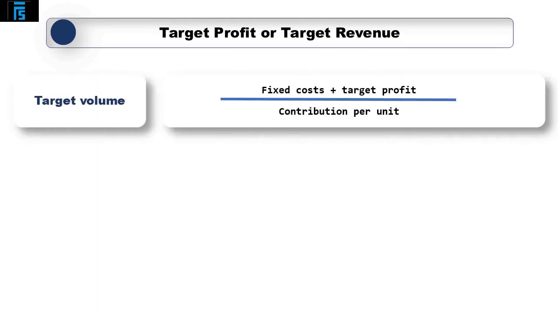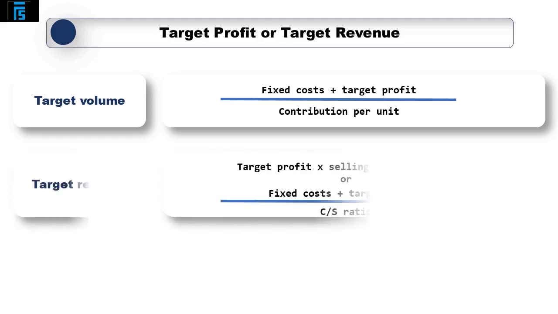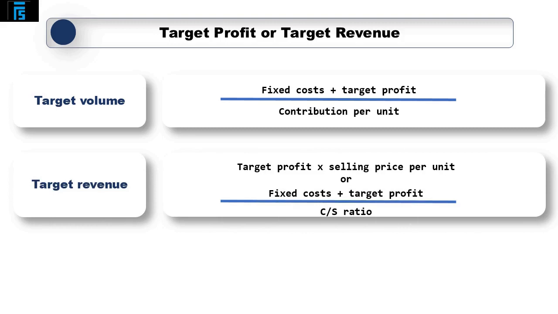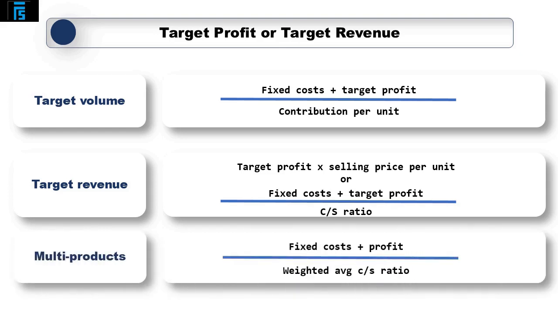Let's look at target profit first. The formula will now become total fixed costs plus target profit divided by contribution per unit. This means that the contribution generated not only covers the fixed costs, but also the profit we are hoping to generate. The target revenue can be calculated as the target profit multiplied by the selling price per unit, or fixed costs plus target profit divided through by the CS ratio, in much the same way as we did for the break-even revenue. If there are a number of products to consider, we need to remember to use the weighted average CS ratio on the bottom of the formula.